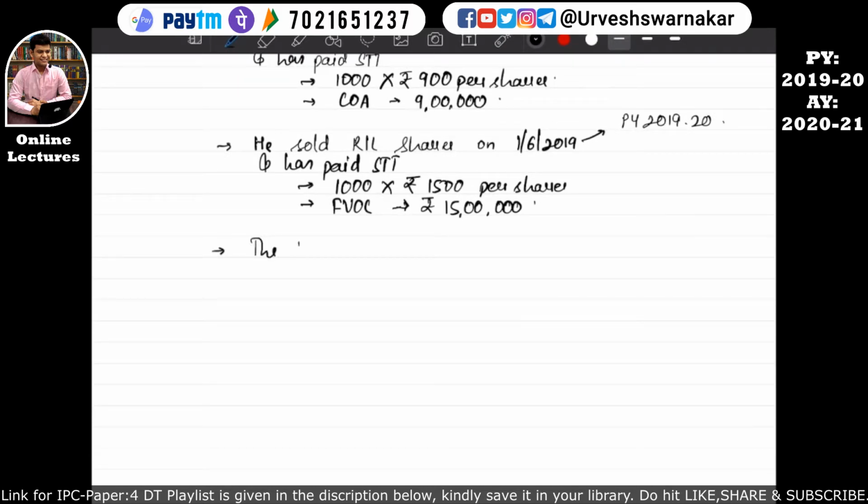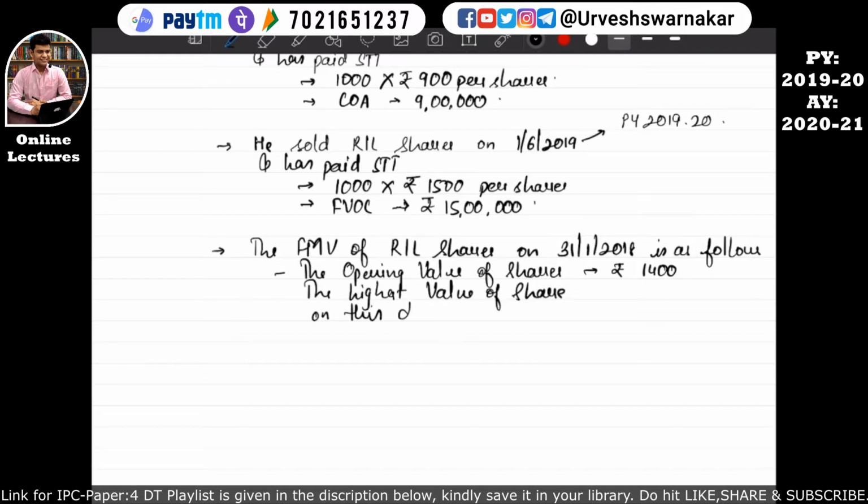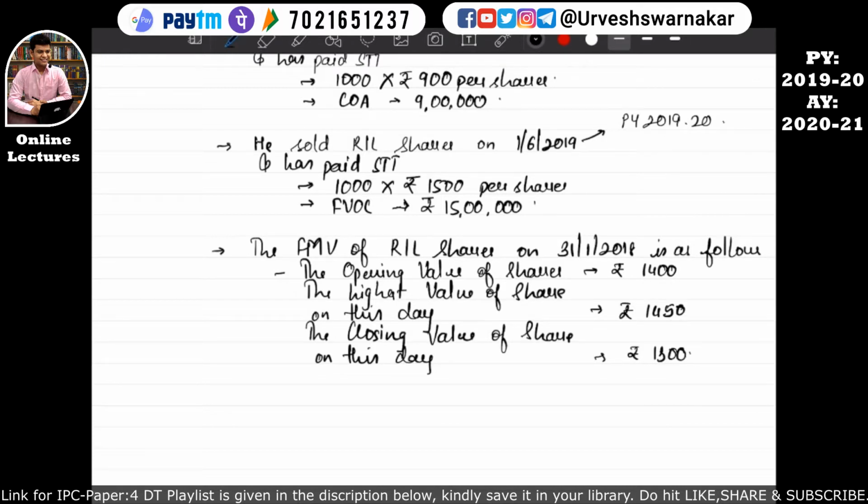One more detail I'll give and then I'll explain the remaining part. The fair market value of Reliance Industries Limited shares on 31st January 2018 is as follows. The opening value of the share is rupees 1400. The highest value of the share on this day is rupees 1450. The closing value of the share on this day is rupees 1300. Okay, which value we will select, I'll explain to you. Don't worry about that.